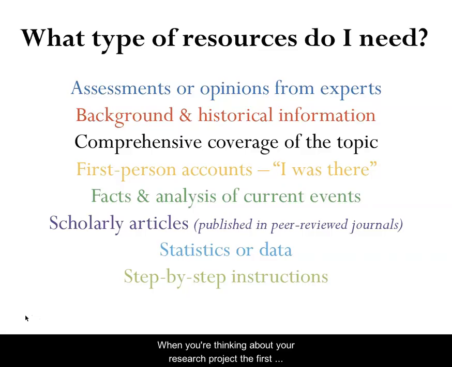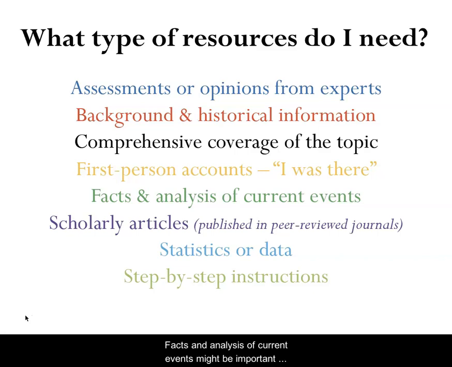When you're thinking about your research project, the first thing you'll probably want to think about is the types of sources that you need. Sources can function in lots of different ways when we write papers. You might need assessments or opinions from experts, bringing in that expert testimony, background or historical information to set the context for what you're writing about, comprehensive coverage of the topic because you want to make sure that you understand it really well, first-person accounts, so those witness accounts, people who have first-hand experience.